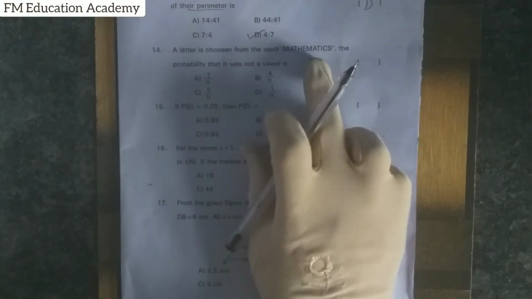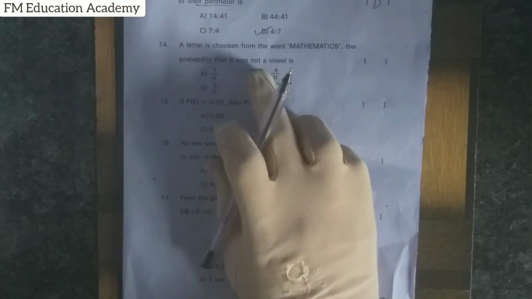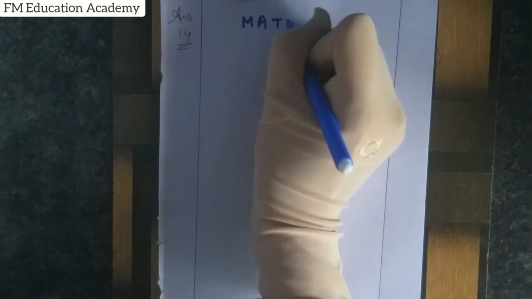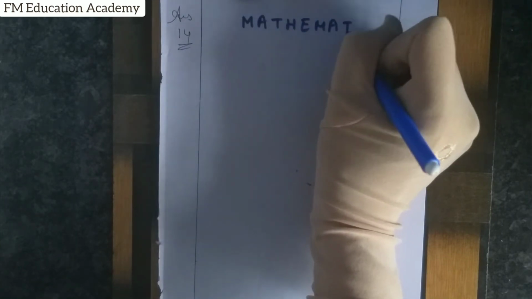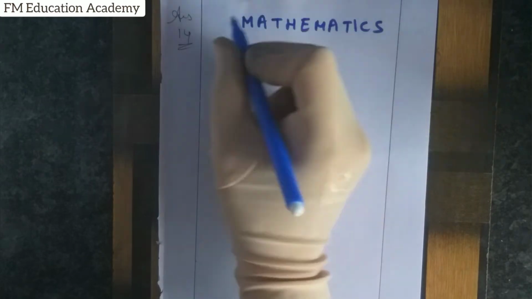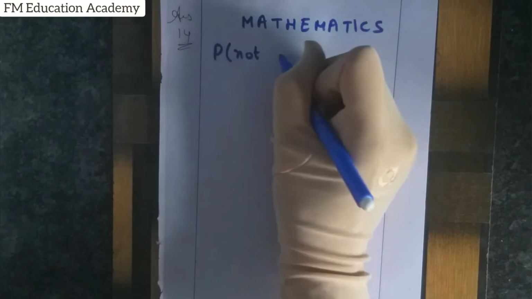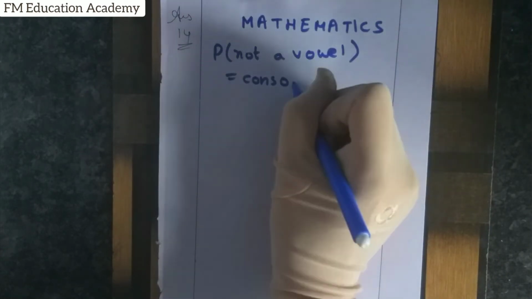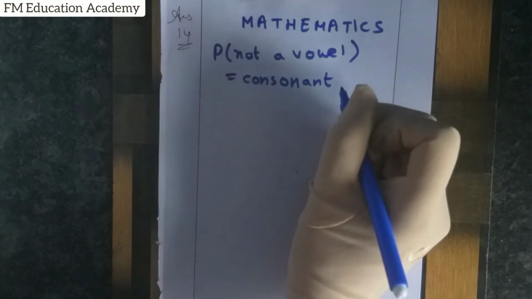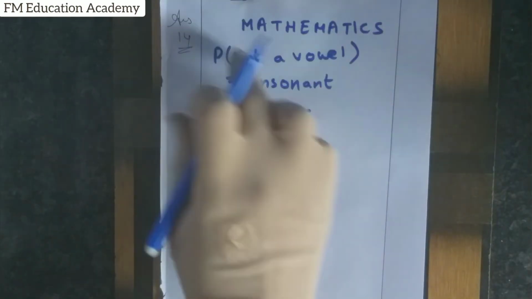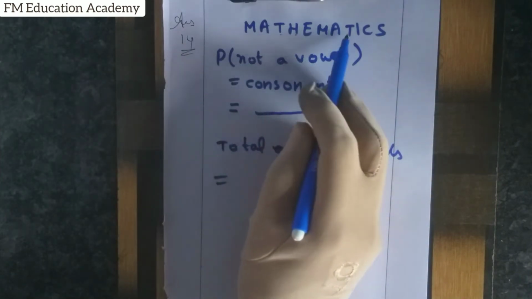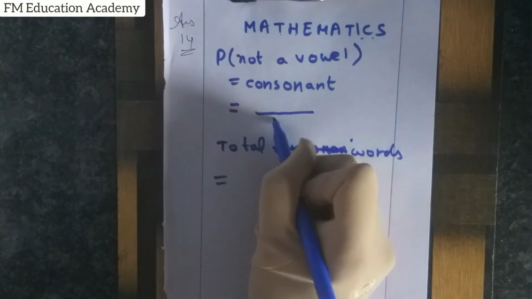Next question. A letter is chosen from the word mathematics. The probability that it is not a vowel is? First, let us write the word here. M-A-T-H-E-M-A-T-I-C-S. I have to find the probability of not a vowel. Not a vowel means it should be a consonant. We know that apart from A, E, I, O, U, all the other alphabets in English are consonants. In this word, the total outcomes are 1, 2, 3, 4, 5, 6, 7, 8, 9, 10, 11. So the total number of outcomes here is 11.